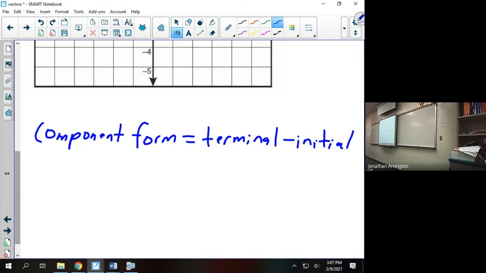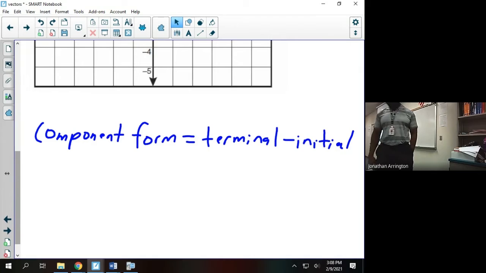So component form is terminal minus initial. That order is important. Anytime you subtract, order is important because A minus B is not the same as B minus A. Unless, of course, A equals B, then they're both 0. And I'll do an example of putting the vector in component form. That's fairly easy. I mean, all of this stuff is easy, especially for people like me and you, but I'll look at an example nonetheless.